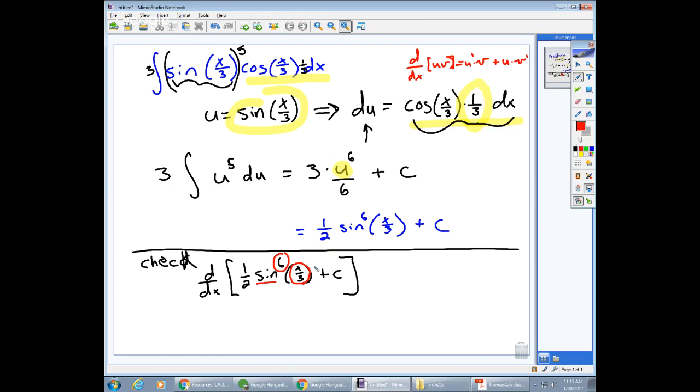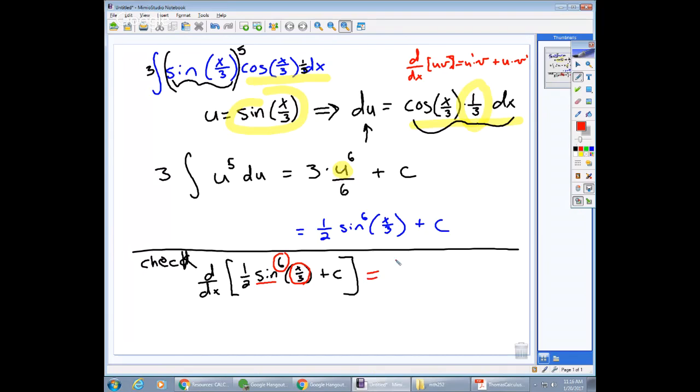The 6th power is the outermost, correct? Yeah, and whenever I'm stuck, I think about order of operations. If I plugged in a number for x, what would be the last thing I did? I'd first divide it by 3, then I would find the sine of it, and then I'd raise it to the 6th power. So the chain rule has to start with the 6th power.